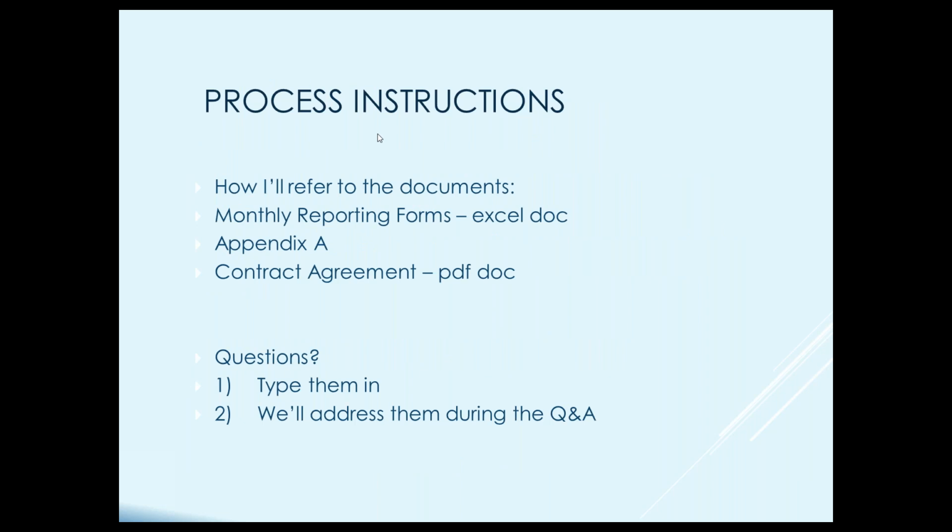So today, how I'll be referring to the documents. The monthly reporting forms are the Excel document that I sent out to you a couple weeks ago. Appendix A, that would be your organization's Appendix A that you have negotiated during your contract period, as well as your contract agreement itself. That would have been in the PDF document that your project officer sent you back when you were issued your notice to proceed.